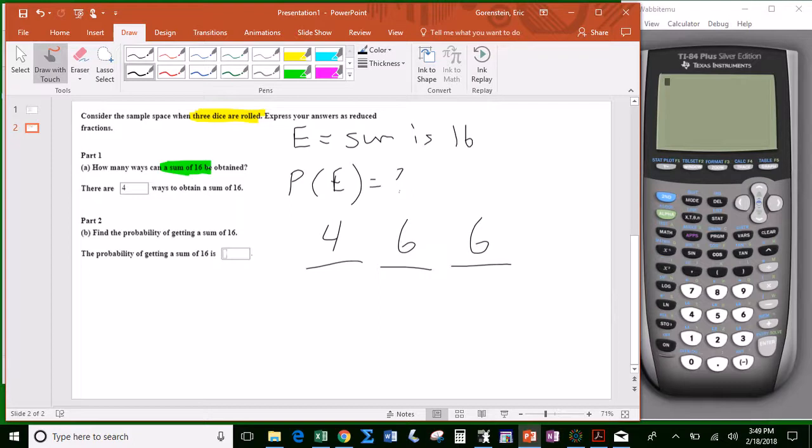So die number 1, die number 2, and die number 3. Think of these as 3 distinguishable dice, like maybe 3 different color dice. So that 4 could happen in position 1, so we have 4, 6, 6, or the 4 could happen in position 2, 6, 4, 6, or the 4 could happen in position 3, 6, 6, 4.